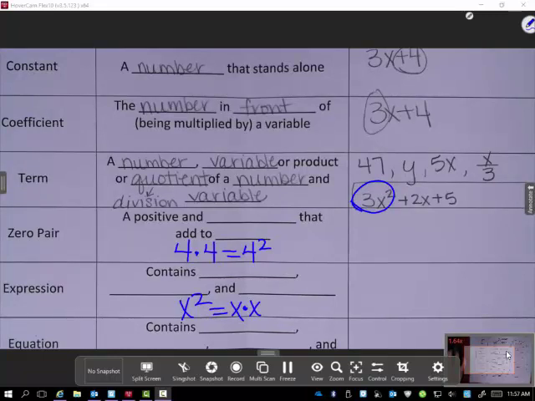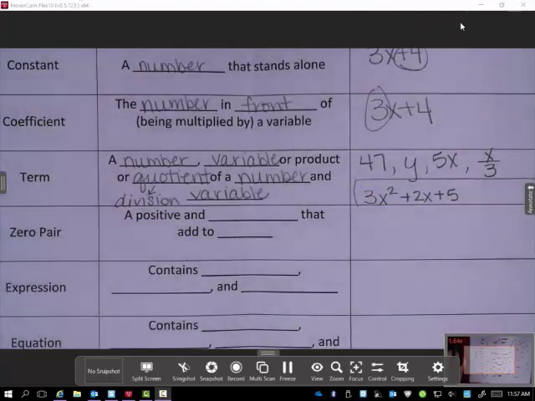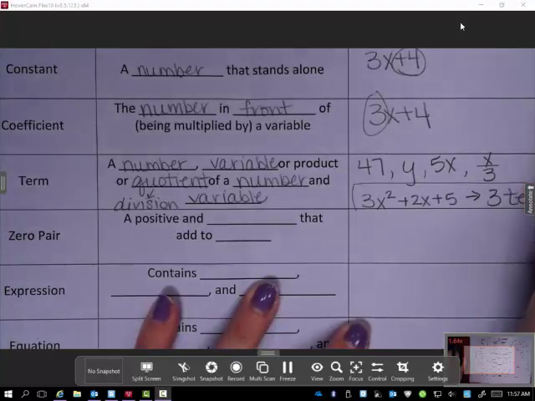Okay, so really what we have right here is 3 times x times x. Is that still a product? Yes. So that's still a term. Okay, so this is one term. This would be the second term. This would be the third term. Does everybody understand that? Okay, so this right here is 3 terms.